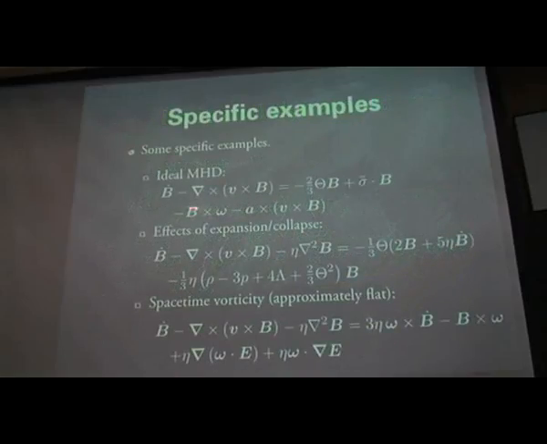So the ideal MHD equation looks like this, and this has been used quite a lot, especially if you remove all the anisotropic terms like acceleration, vorticity, and shear. Then you're just left with this expanding universe parameter, the Hubble parameter. You all know what this does. This just dilutes the magnetic field as it expands.